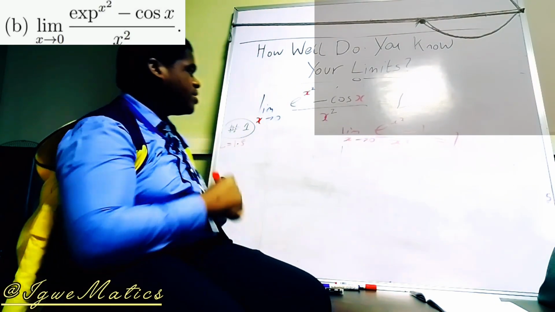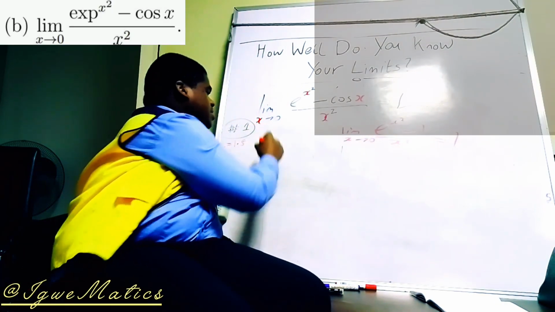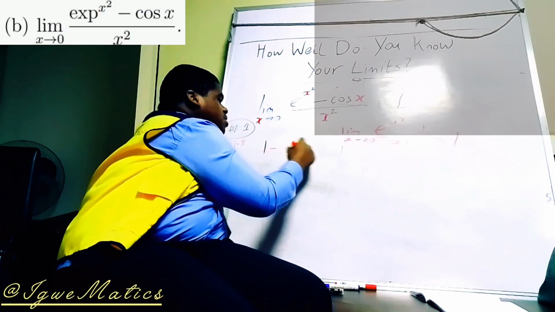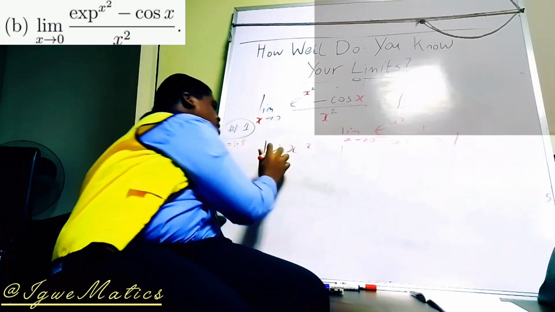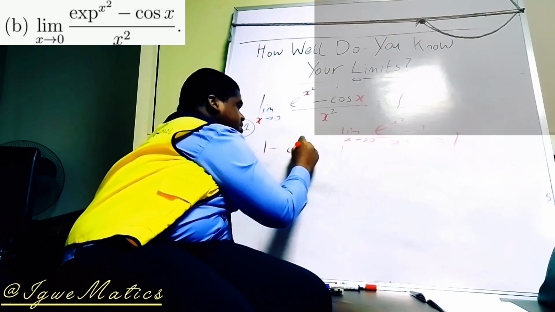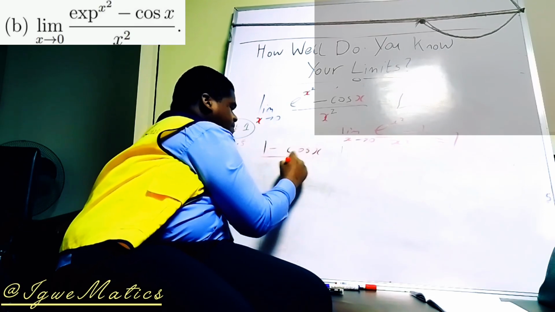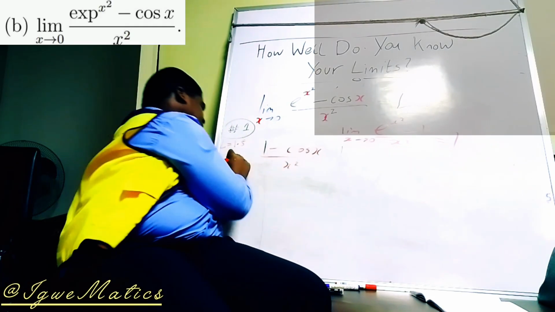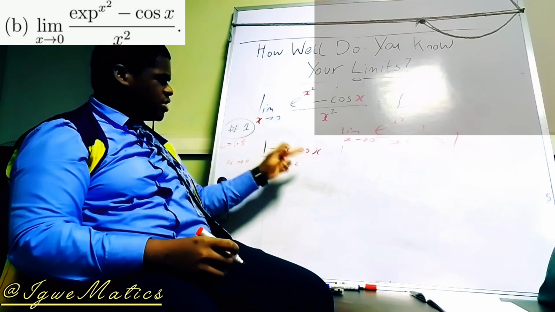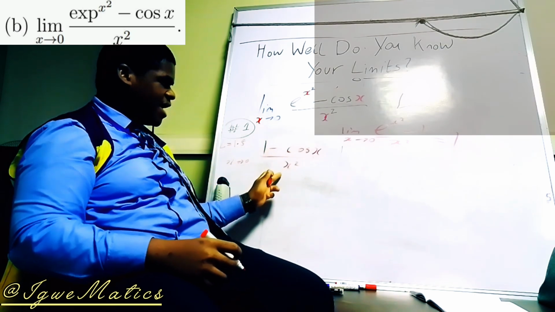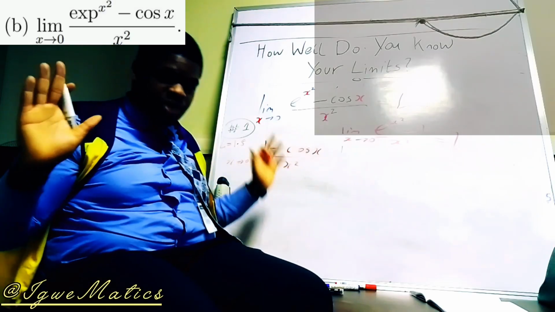The second limit I want to show right now is 1 minus cos x divided by x squared, as x tends to 0. I know some people will be like, it's not supposed to be 1 minus cos x divided by x? Why is it x squared? Well, this is the way it came.